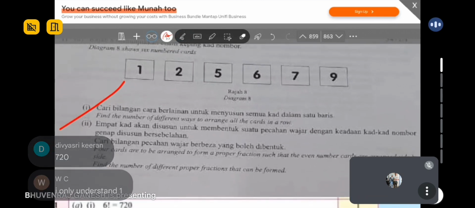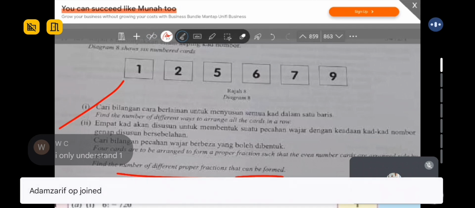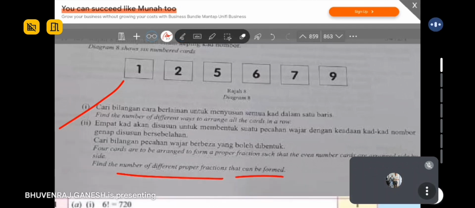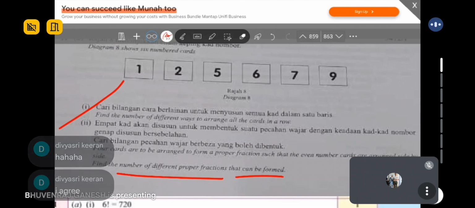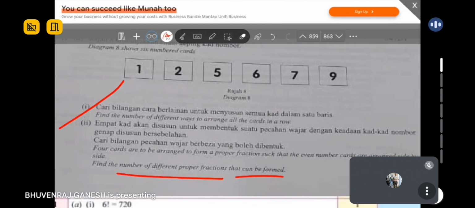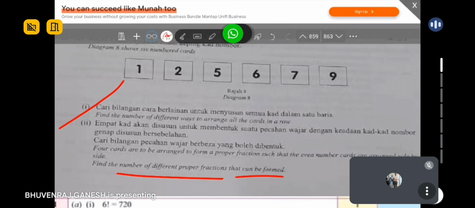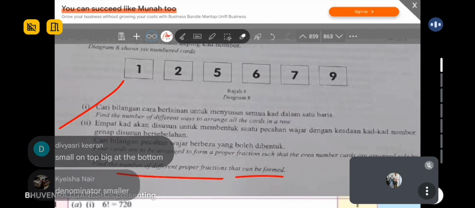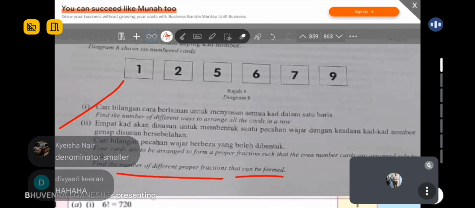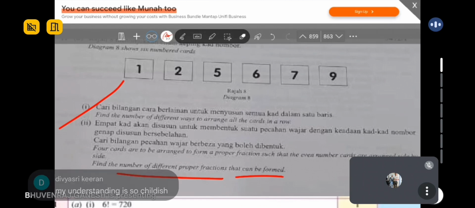Okay, number 2 is the hard one, guys. Number 2 susah. They ask you to find the number of different proper fractions. Yes, you only understand number 1. Number 2 very hard, guys. Trust me. A lot of cases you need to consider. So first thing, proper fraction. What is the meaning of proper fraction? Can you all tell me? Apa maksud pecahan wajar? You must understand this. What do you understand about a proper fraction? Yes, the number on top must be smaller than the number at the bottom. Ke atas lebih kecil, ke bawah lebih besar. So guys, you must consider this.